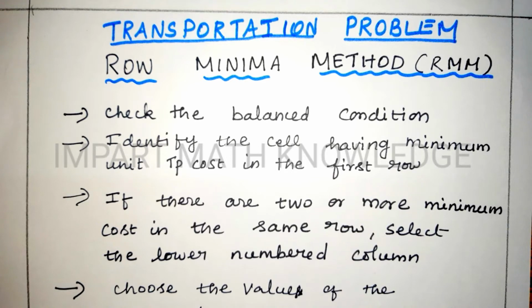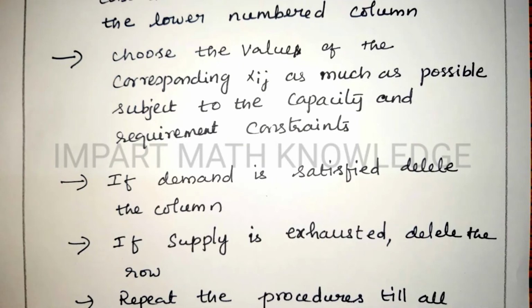Once you allocate, you have to delete the satisfied row or column. If supply is satisfied, you have to delete the row. If demand is satisfied, you have to delete the column. You have to repeat the procedure till all the allocations are over.